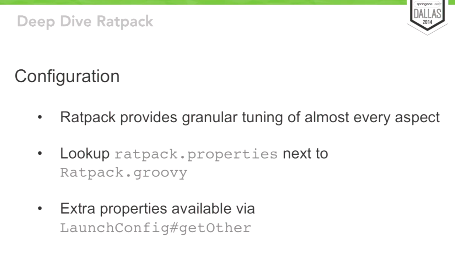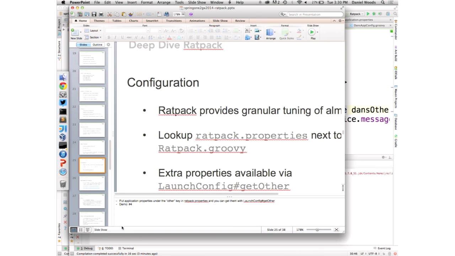Now, there are some other places where we need to get configuration, and for that, Ratpack provides the ability to supply a configuration file called ratpack.properties. It must sit next to ratpack.groovy in the structure. And from within there, you can specify anything under the other key and you'll be able to get those off of the launch config component that exists in the Ratpack registry. So I'll show that to you guys, because this is a pretty good way of getting a handle on any kind of externalized configuration that you need.